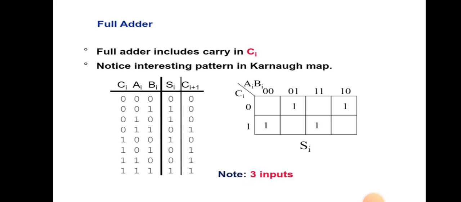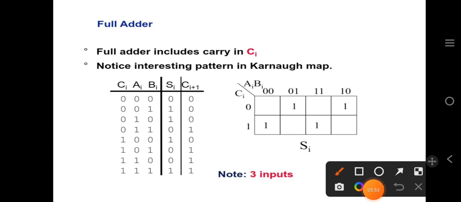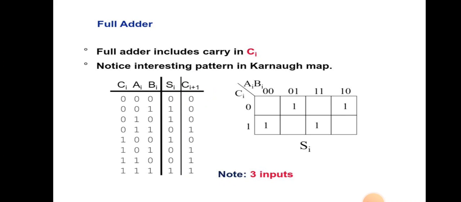Now the next step is to draw the Karnaugh map or K-map. How can we write the K-map? First we will draw the K-map for sum, and then in the next slide we will draw the K-map for carry. So this is the K-map for Si.